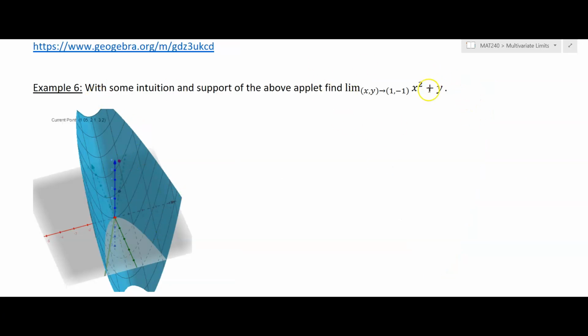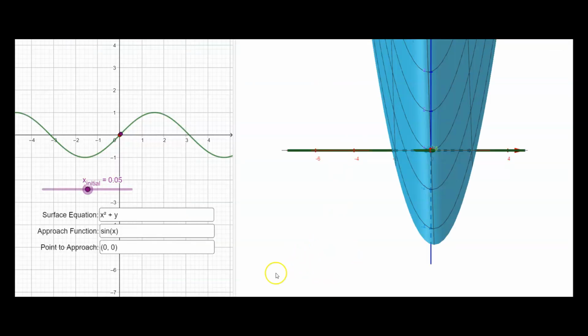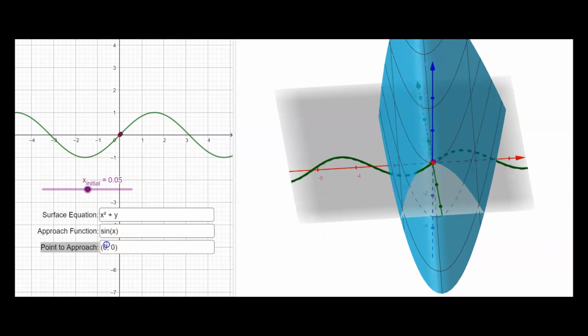Now here, we're still looking at the same function, x squared plus y, and we want to maybe look at the point where x is 1, y is -1. Does the limit seem to exist there, based on our intuition and supporting our intuition using the applet? So if I now set my approach point to 1, -1, that's not doing anything in this applet other than just moving that red point, and since our green curve doesn't go through that point, this green curve is not a valid path to evaluate the limit at 1, -1.